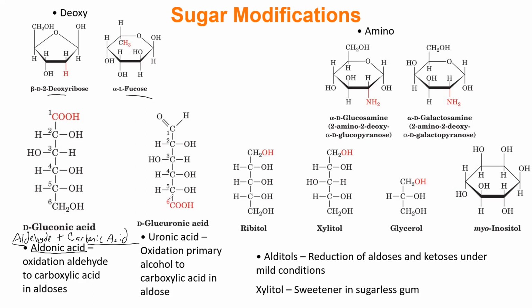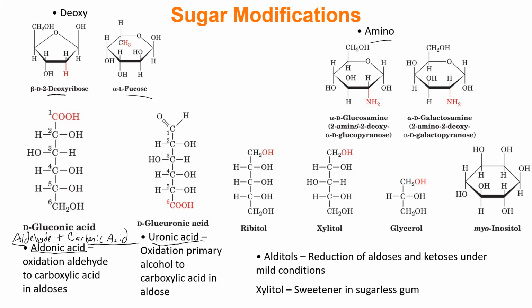While instead, if you take carbon 6 and do that, you made a uronic acid. So here, this was glucose, the 6th carbon made a carboxylic acid, glucuronic acid, uronic acid. If you take one of your sugars and add an NH2 instead of an OH, that's called an amino sugar. And they all have fancy names like 2-amino-2-deoxy alpha-D-glucopyranose. I would never expect you to be able to get that.